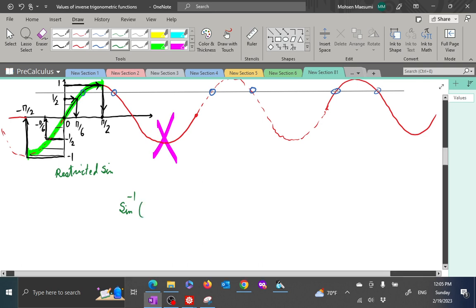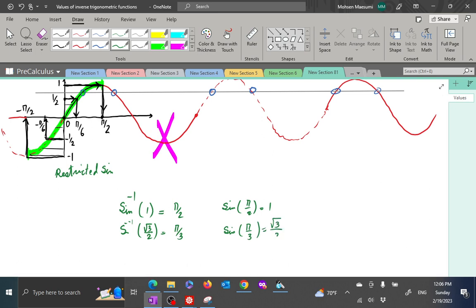And let's practice. Sine inverse of 1 is the angle whose sine is 1, so pi over 2. Sine inverse of radical 3 over 2 is the angle whose sine is radical 3 over 2. That's pi over 3. This is because sine of pi over 2 was 1. So when we want to turn this table around and go from the output back to the input, the notation that we use is this sine inverse.